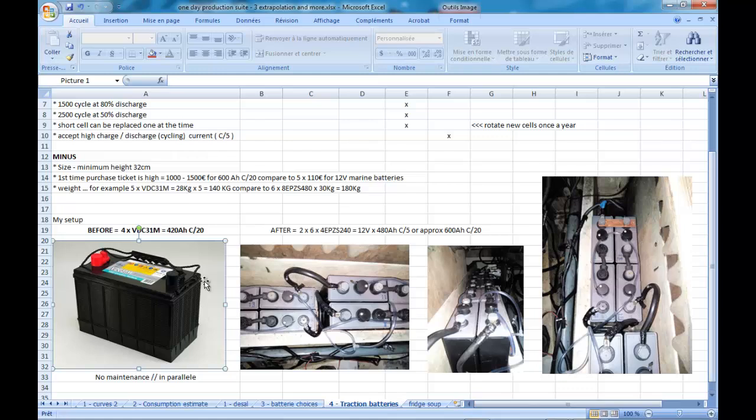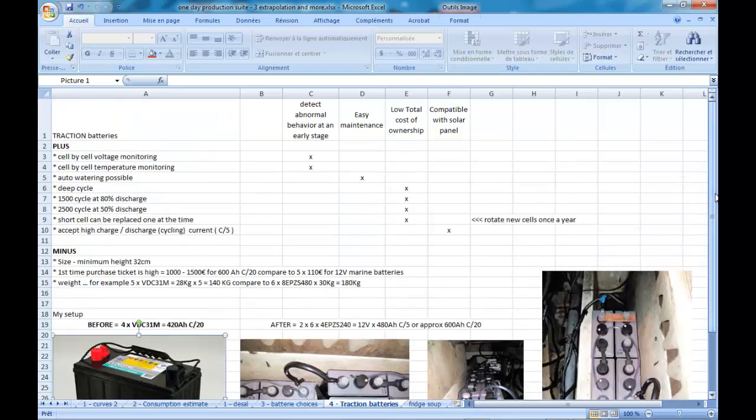These are the batteries I had before in this place. Now I'm lucky enough, I have enough space. Oh, hey, that's the fridge. I'm lucky enough to have enough space in the boat to fit those batteries. Now the pros and cons are interesting.